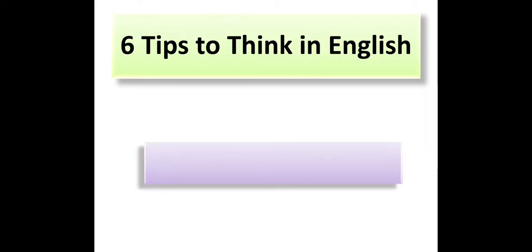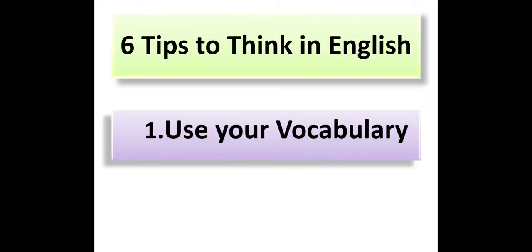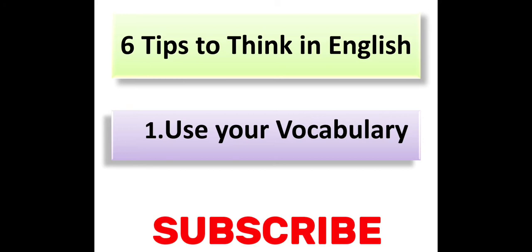Number 1, use your vocabulary. You should start using those words to think in English which you have learned from your surroundings. This is one of the main important tips to think in English. So start using those words which you have learned from your surroundings by listening to others, by reading in English, or in any other way.